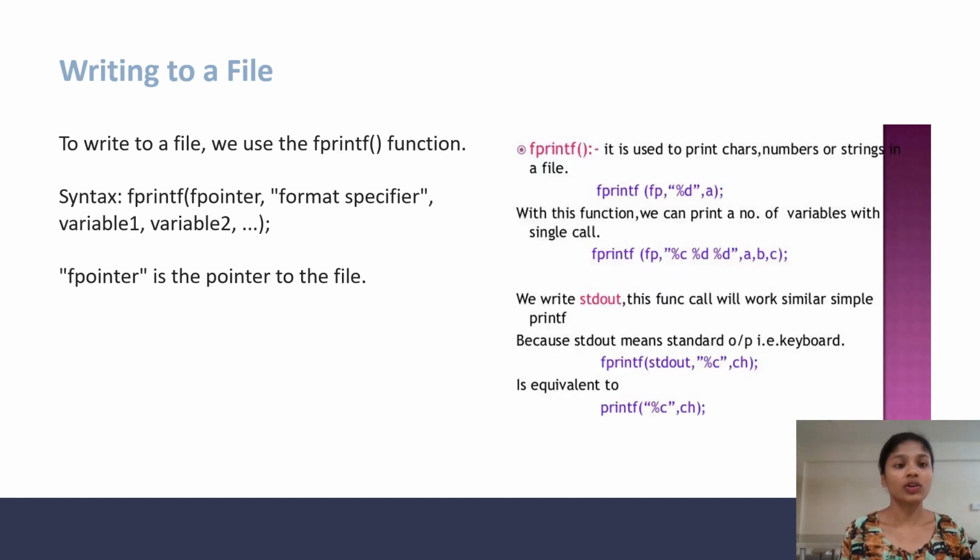Writing to a file. To write to a file, we can use the fprintf function. Syntax: fprintf, fpointer, format specifier, variable 1 and variable 2. Fpointer is a pointer to a file. Types of files: text file and binary file. Text files are the normal files. You can create a text file by using an editor such as Notepad.